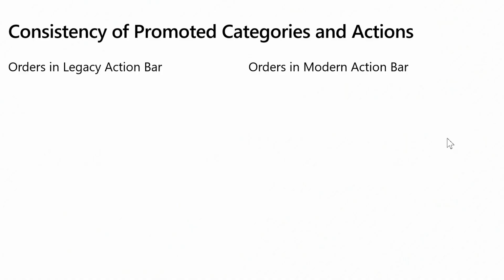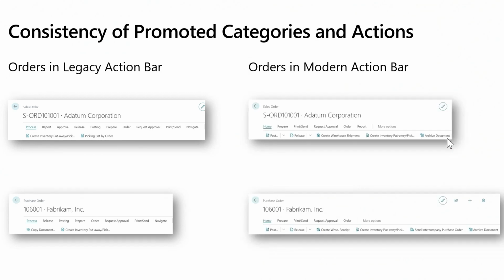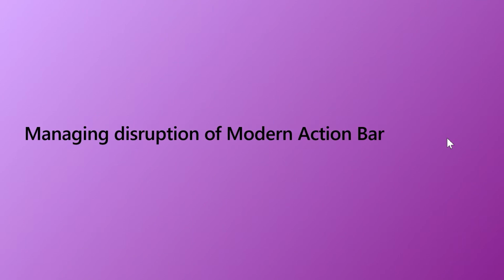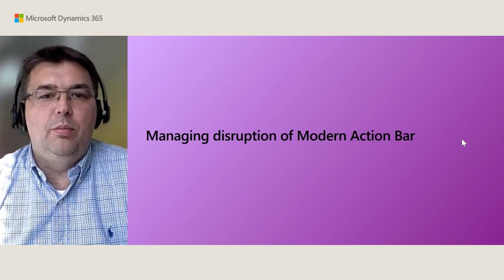Let's look at sales and purchase orders with Legacy and Modern Action Bar. You can immediately see consistency issues in promoted categories in Legacy Action Bar compared to the Modern Action Bar. You can also notice inconsistencies in process group in the Legacy Action Bar, and you can see that the actions in the modern action bar are way more consistent. If you remember, one of our goals for the modern action bar was to make sure it brings minimum to no user disruption. So let me explain how we managed to do that.